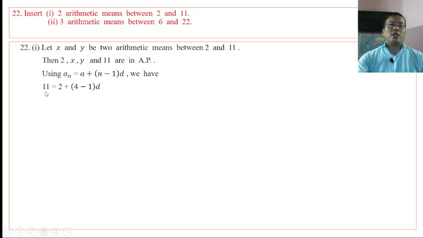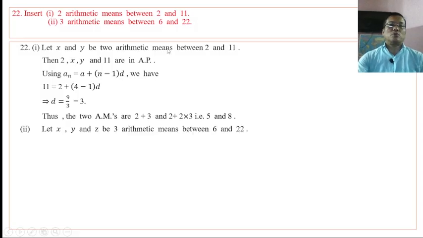a_n is 11, a is 2, and n is 4, so we get the value of d as 3. The common difference is 3. Thus the two AMs are, first term 2 plus 3, and next term 2 plus 2 times 3, that is 5 and 8. So the two arithmetic means are 5 and 8.